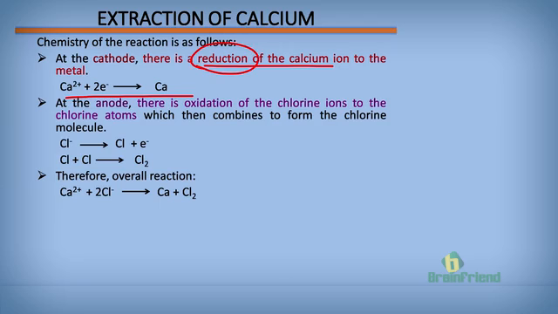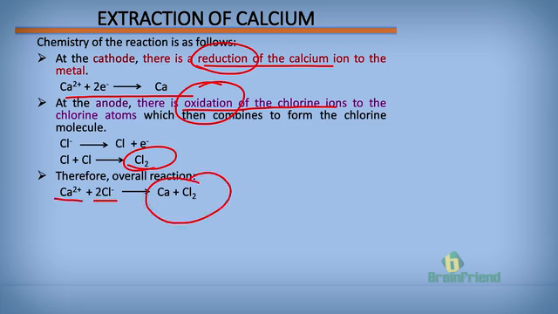But at the anode, there is what? Oxidation of the chlorine ions to what? Chlorine gas. All right, so the chlorine forms the chlorine gas and it is given off. All right, so this at the anode is what? Oxidation reaction. Therefore, we'll have the overall reaction as calcium ion and chlorine ion being oxidized and reduced to what? The calcium metal and the chlorine gas.